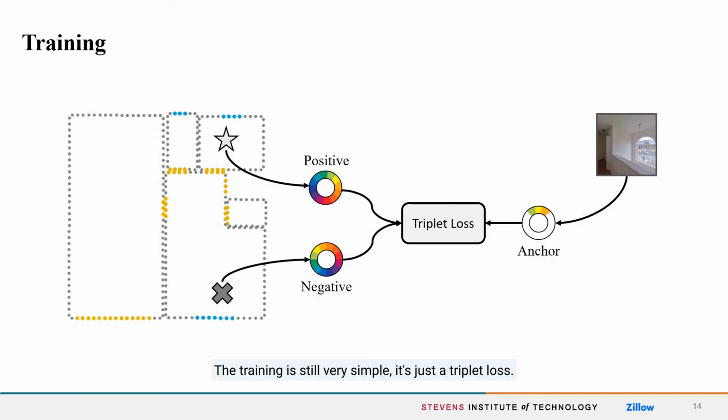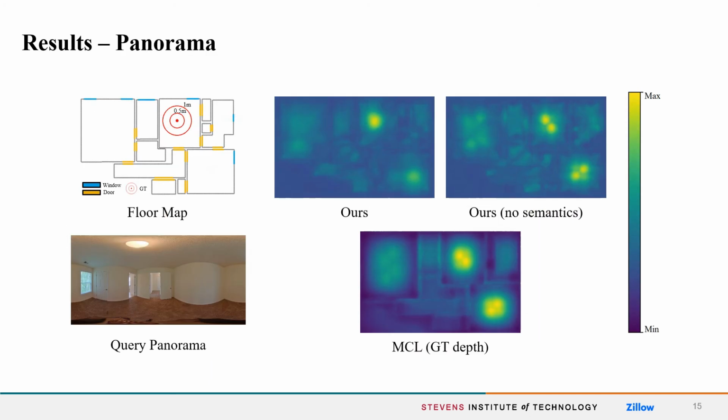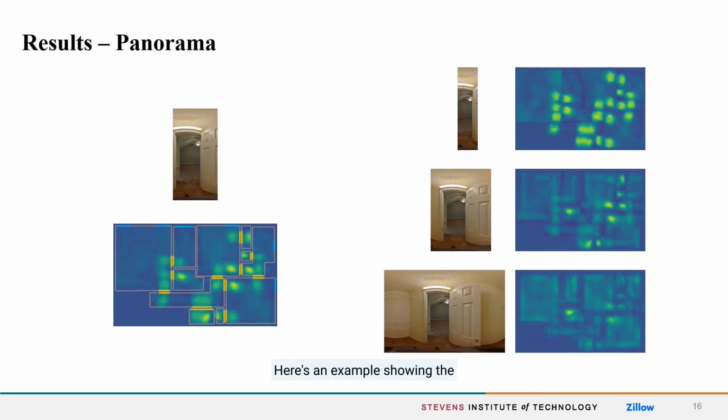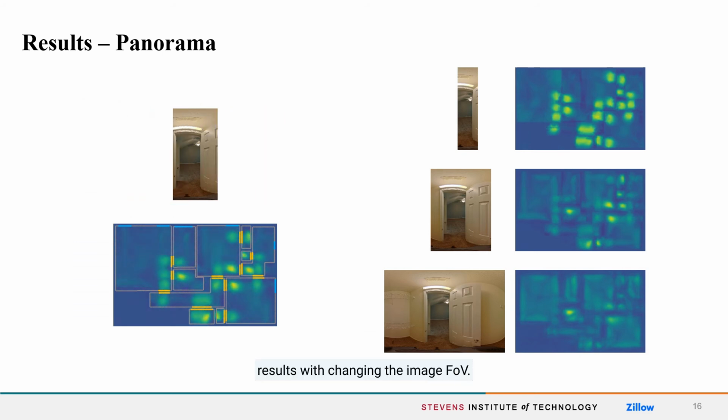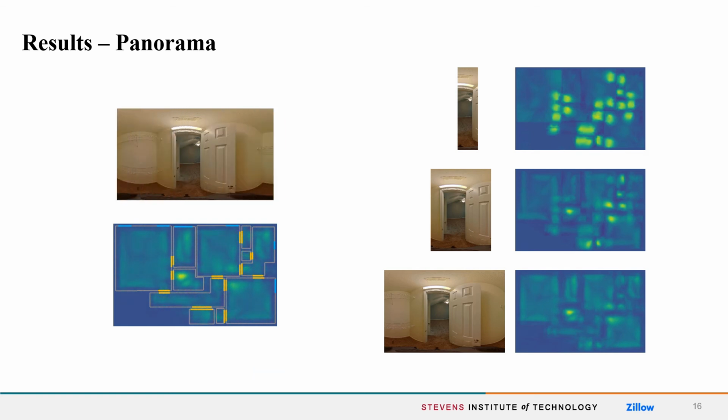And the training is still very simple. It's just the triplet loss. We use the image circular feature as the anchor, and positives, negatives are sampled from the map. And here's the result with the panorama queries. The baseline MCL uses the ground truth states as input and has the same number of samples as ours. And here's an example showing the results with changing the image FOV. So basically, the wider FOV we have, the better result we have.